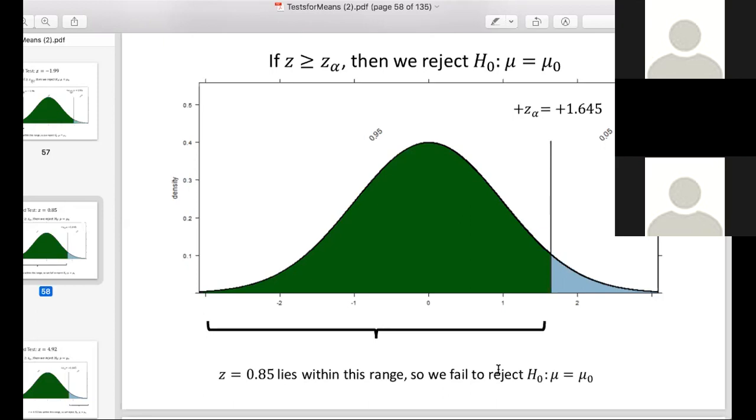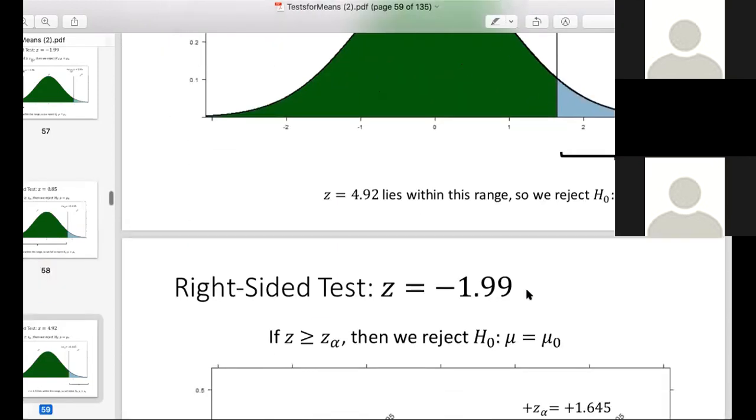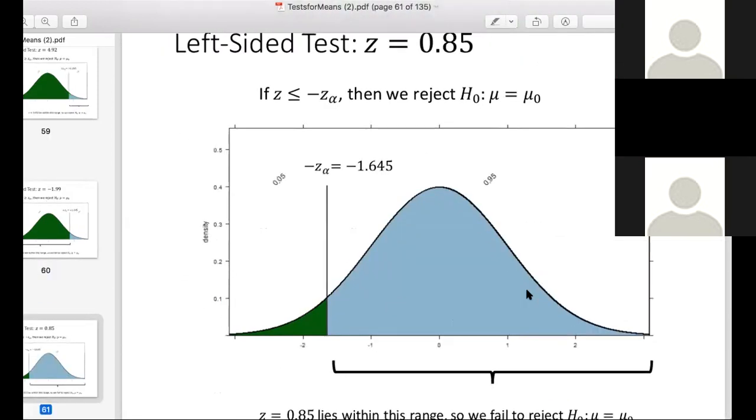And if you have a test statistic that's greater than 1.645, you'll reject your null hypothesis if it falls in that tail, which is colored blue. But if you have a test statistic that falls in the green region, in that 95th percentile, you will not reject the null hypothesis. So that's with a right-handed test. And then when you're dealing with a left-handed test, it's the same thing going in reverse on the left side.